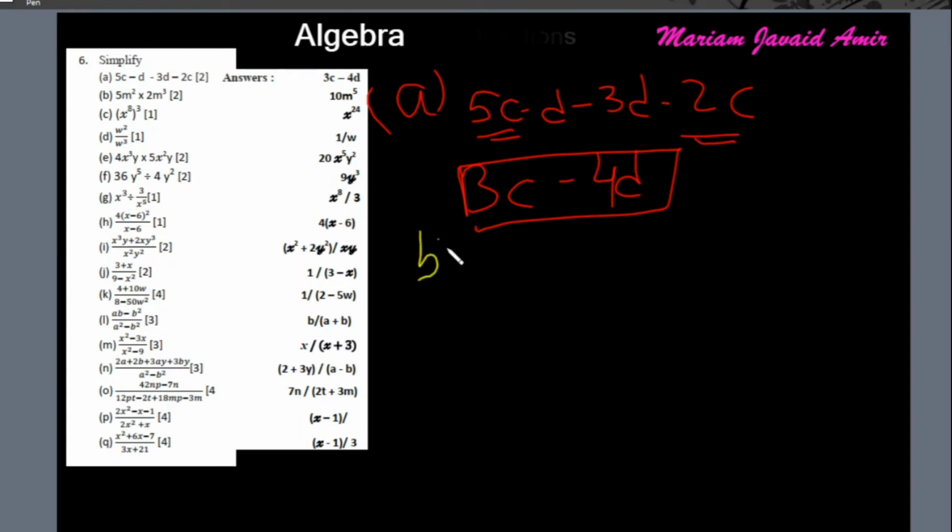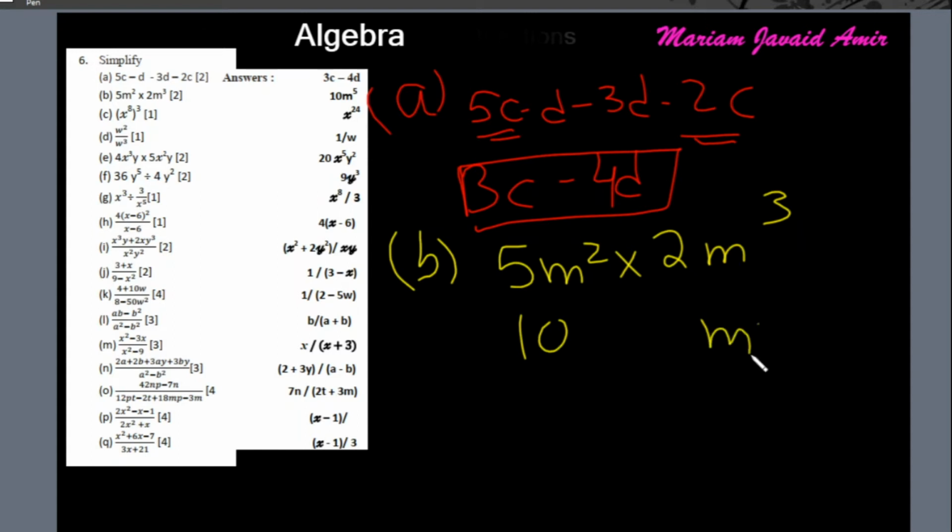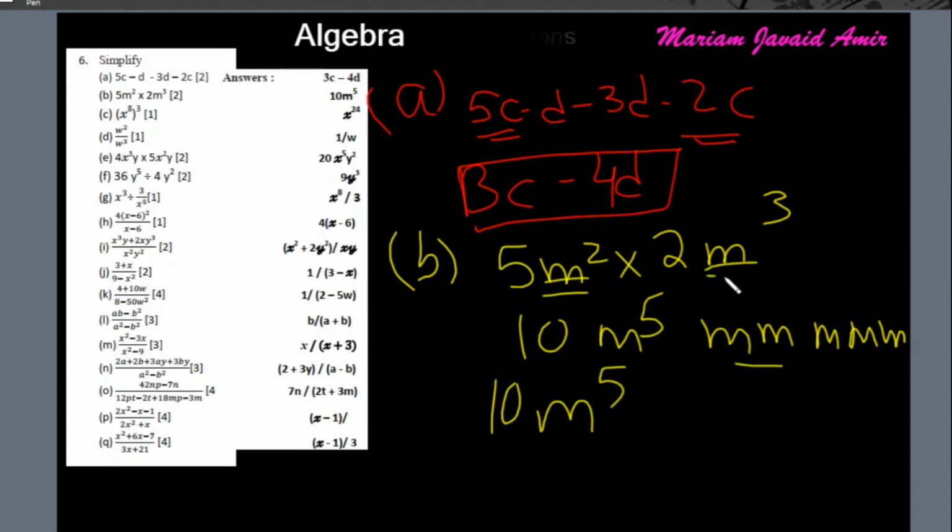Part B is 5m squared times 2m cubed. So this becomes 10, and we have 2 m's and then another 3 m's, so that makes m power 5. Part B becomes 10m power 5, because we had 2 m's here and 3 m's here, so together they make m5.